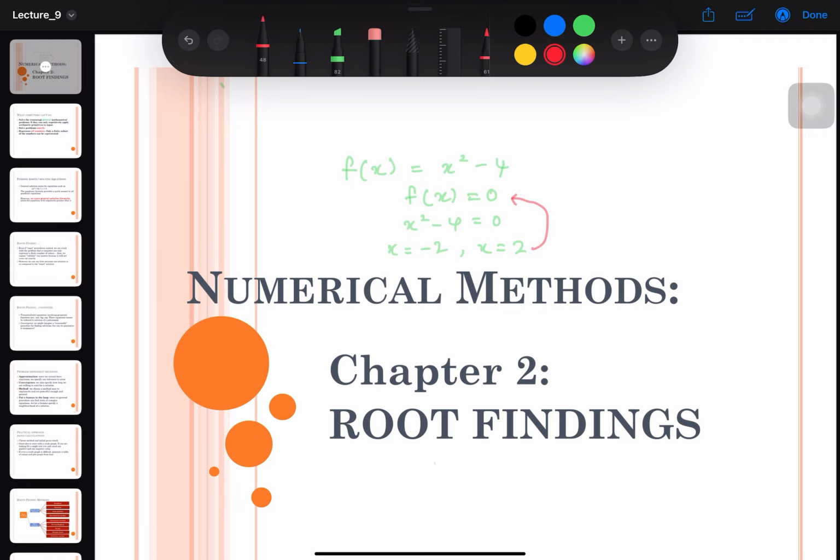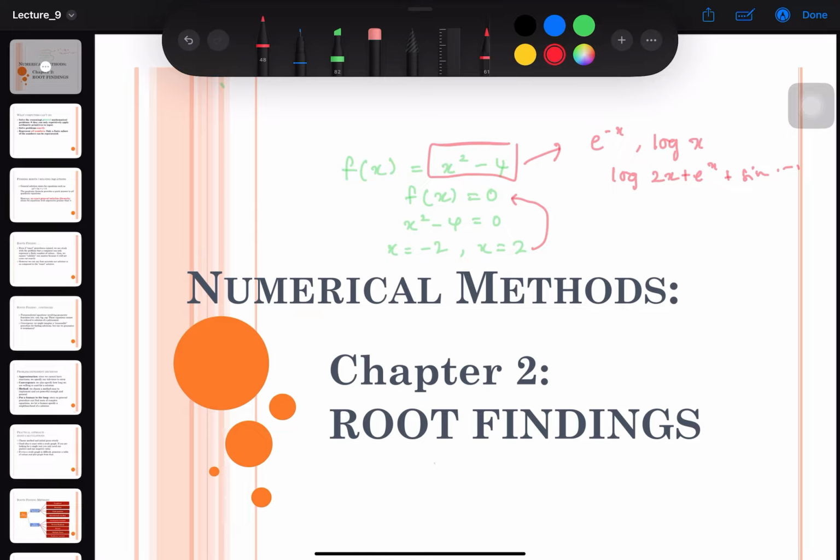But for numerical methods, sometimes our equation is not like this. Sometimes we have a very complicated equation like e power of negative x. We have log x. Maybe you have a log 2x plus e power of x plus sine everything. Let's say you have an equation like that. So that's why we need numerical methods.